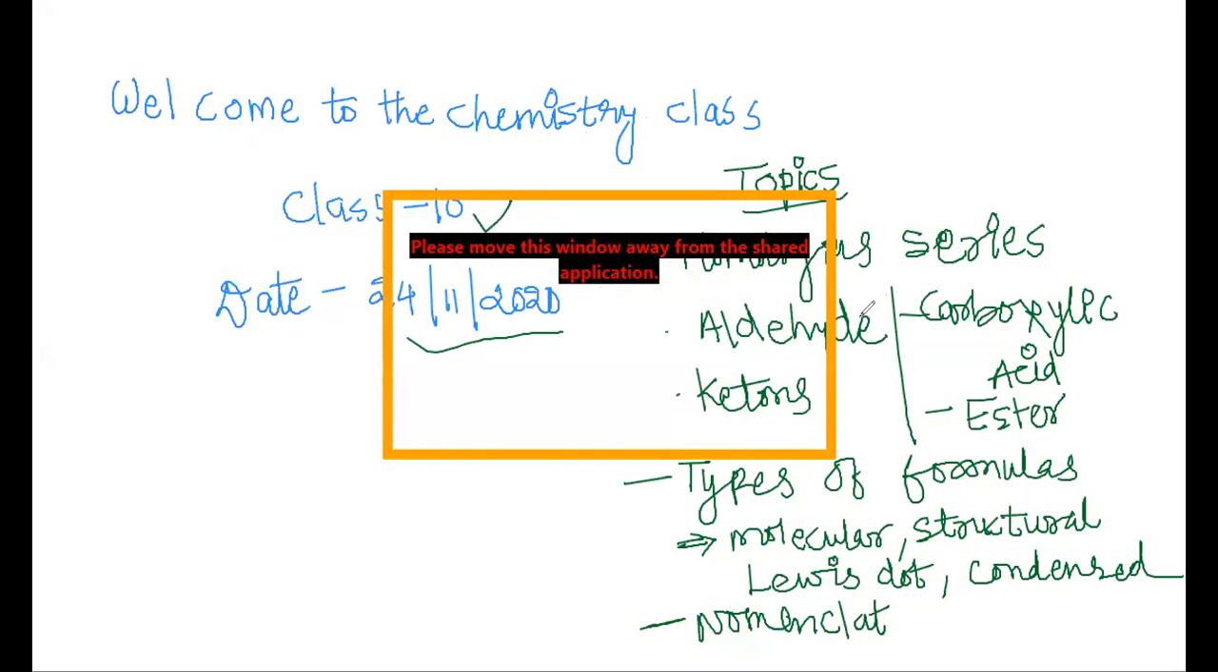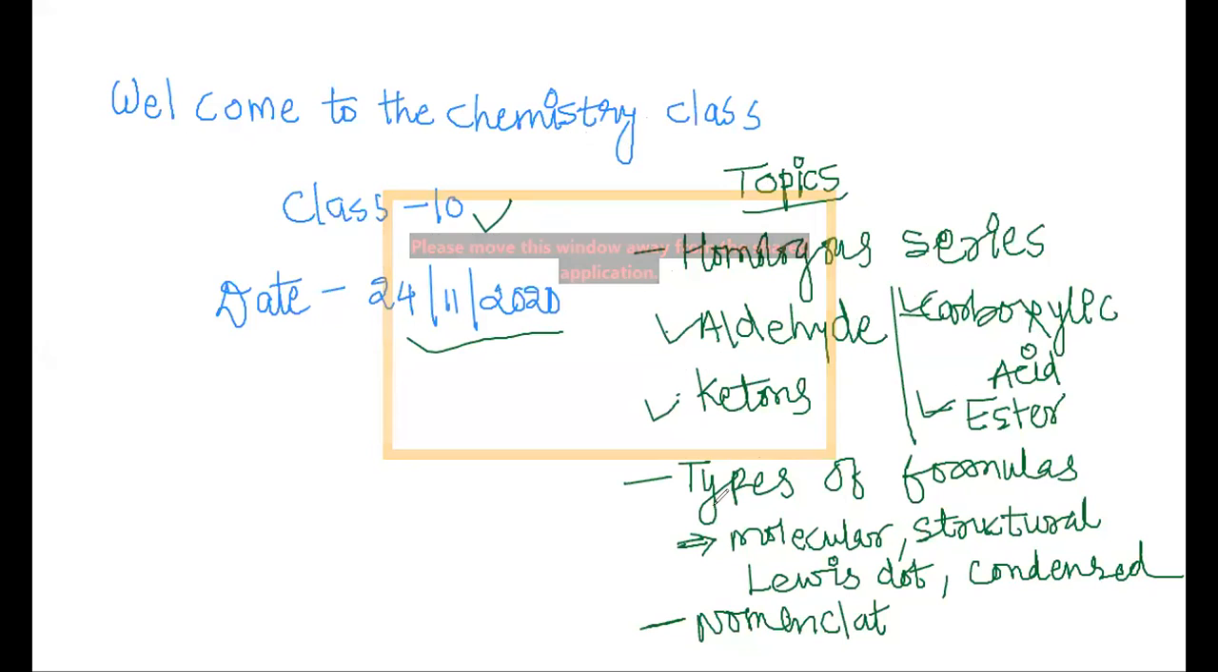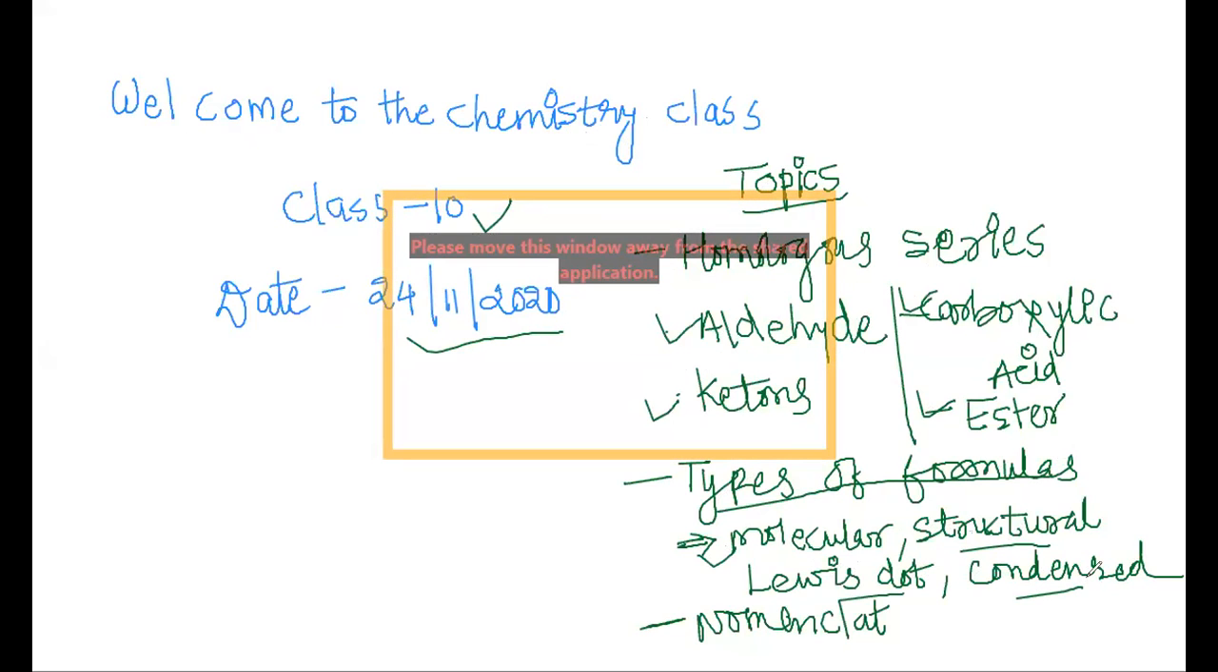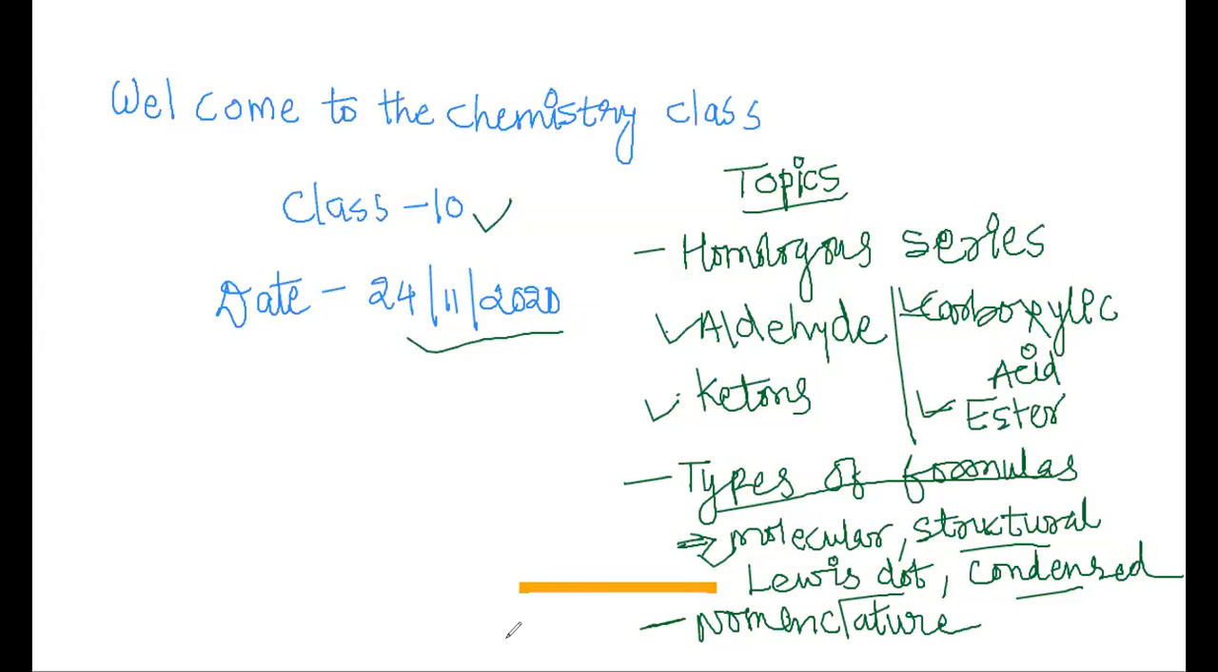Today, my dear students, we are going to study about the homologous series of the functional group aldehyde, ketones, carboxylic acids and esters. We will study about the various formulas like molecular formula, structural formula, Lewis dot formula and condensed formula. And my dear students, we are going to study about the nomenclature of the carbon compounds. How can we give names to the various compounds of carbon? So this is how, my dear students, we are going to study today the various things.